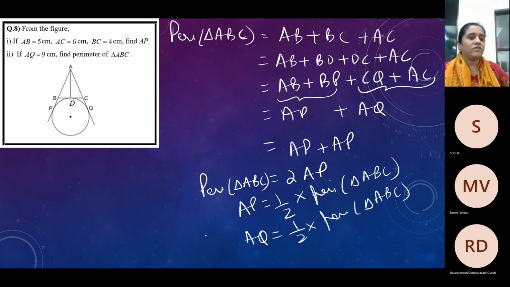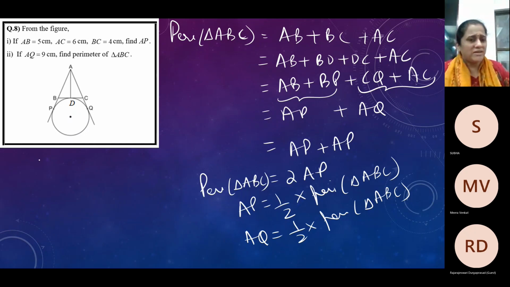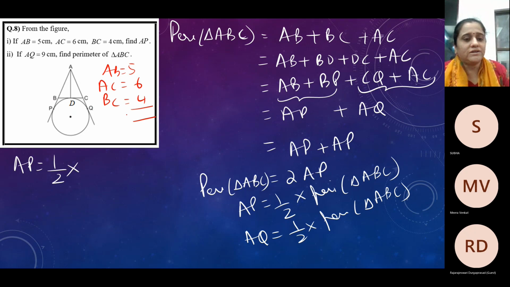Now we need to answer these questions. AB is 5, AC is 6, and BC is 4. All that is given. Find AP. What is AP? AP is equal to half the perimeter of the triangle. What's the perimeter of the triangle? See here, how much is AB? AB is 5. AC is 6. And BC is 4. What's the perimeter of the triangle? 15. So what is AP? Half the perimeter of the triangle. So half into 15, so 7.5.